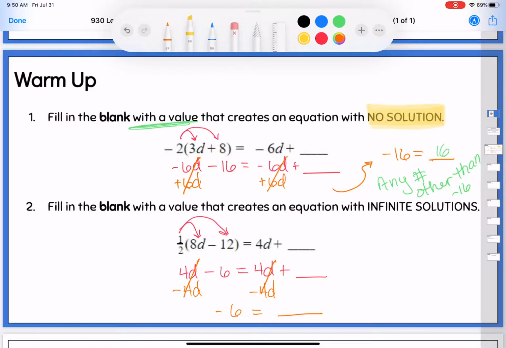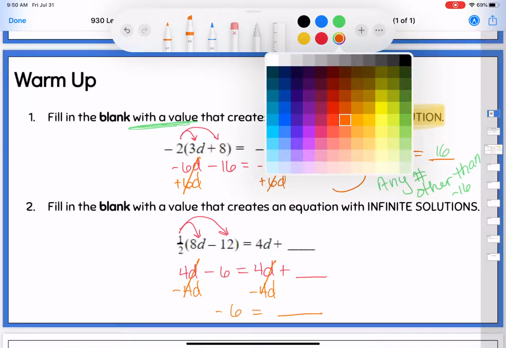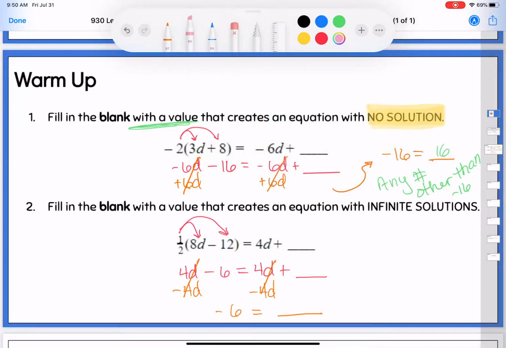And this time, I am trying to find an equation that has infinite solutions. Remember, if I want infinite solutions, that means both sides equal each other all the time, no matter what. So what I need to fill in that blank with right there for it to have an infinite number of solutions is exactly the same thing as what's on the left. So -6 has to equal -6. And that is the only option here for number 2 for it to have infinite solutions.